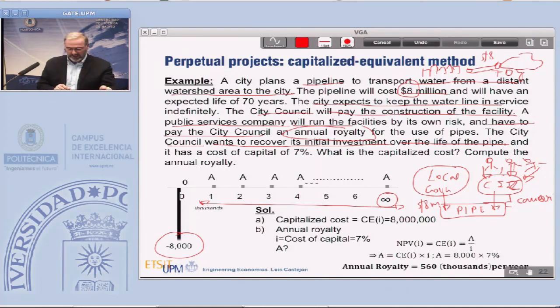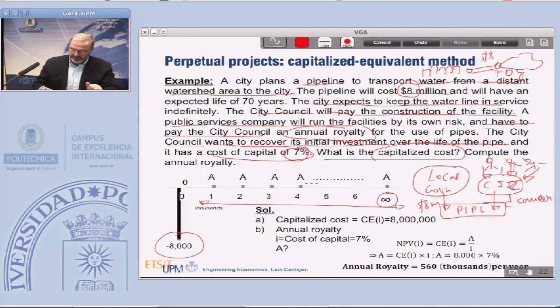The cost of capital is given as 7%. Why 7%? Sometimes local councils or even regional authorities like Comunidad de Madrid issue bonds and private investors buy those bonds, and usually they pay 7%. Why is 7% higher than the Spanish government? Because these local councils or regions are riskier in the eyes of the investors. So the first question is, what is the capitalized cost?